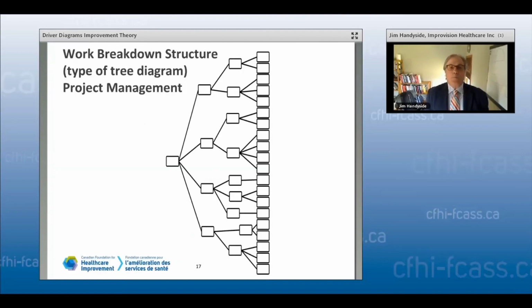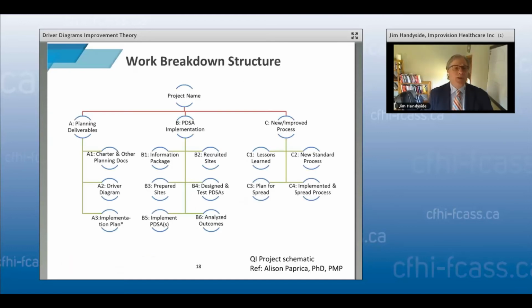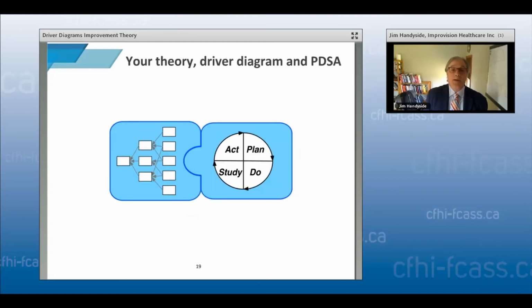Differentiate the driver diagram from a work breakdown structure, which is a type of project management. It's a planning tool. Well, here's a stylized work breakdown for a quality improvement project. You'll notice the driver diagram is actually one of the things that you would do in order to achieve your improvement. And you'll see over here as well, PDSA. So these things actually work together in executing and testing your change in order to make improvement. So a work breakdown structure is different from the driver diagram. The driver diagram is your theory.